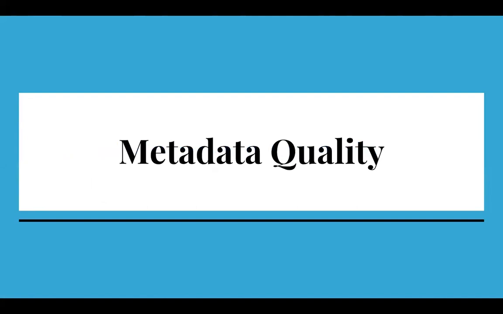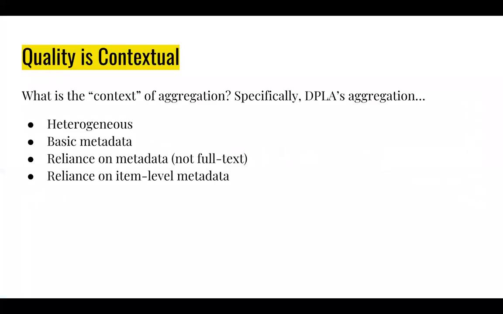I'm going to talk a little bit about metadata quality, just very simply, before we move on to talk about that ingest process. So to create metadata that works well in DPLA, we have to acknowledge that DPLA has its own context, and we have to create records that work for that context. So the context of DPLA is that it's a very heterogeneous environment. Not every aggregation is heterogeneous, but DPLA really is.